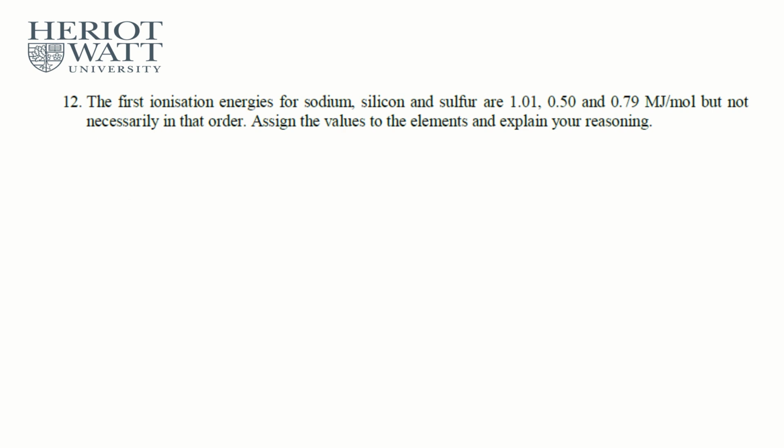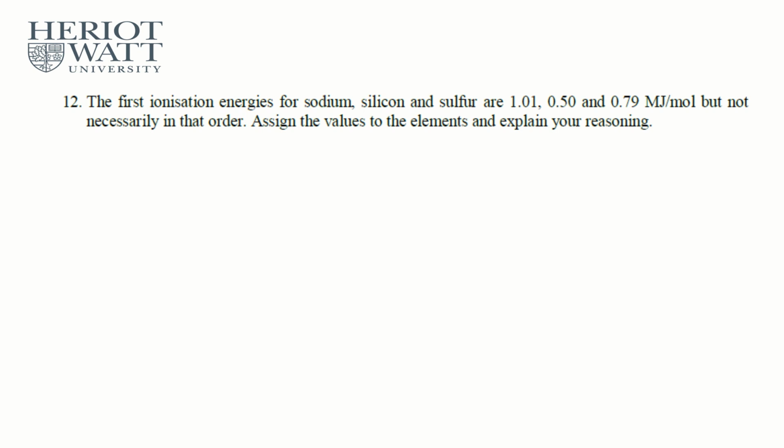The first ionization energies for sodium, silicon, and sulfur are given here, but not necessarily in that order. Assign a value and explain your reasoning. So let's assign them: sodium, silicon, sulfur. If you refer to your periodic table, all three are within the same period.